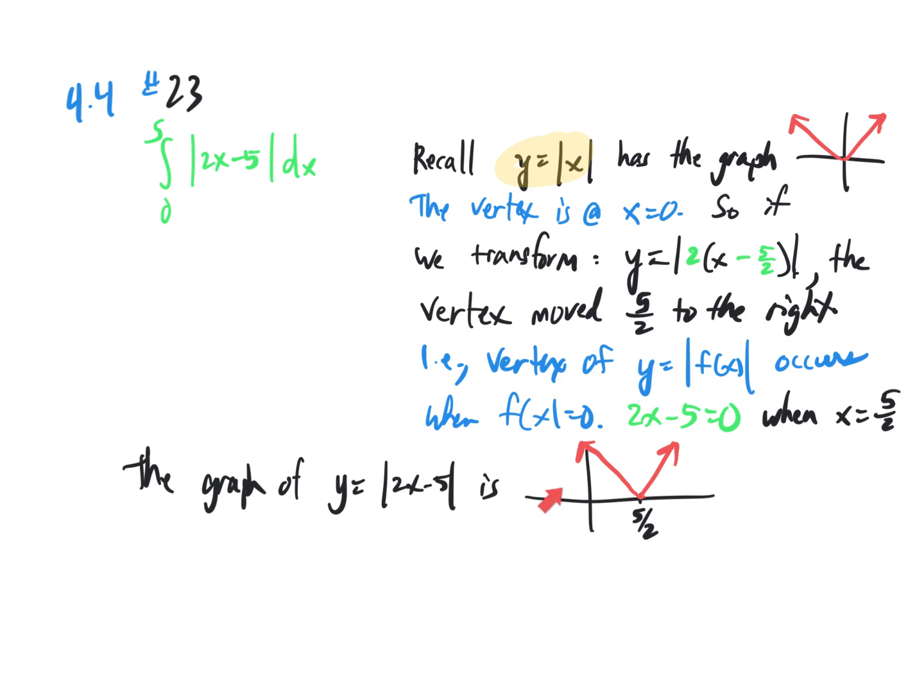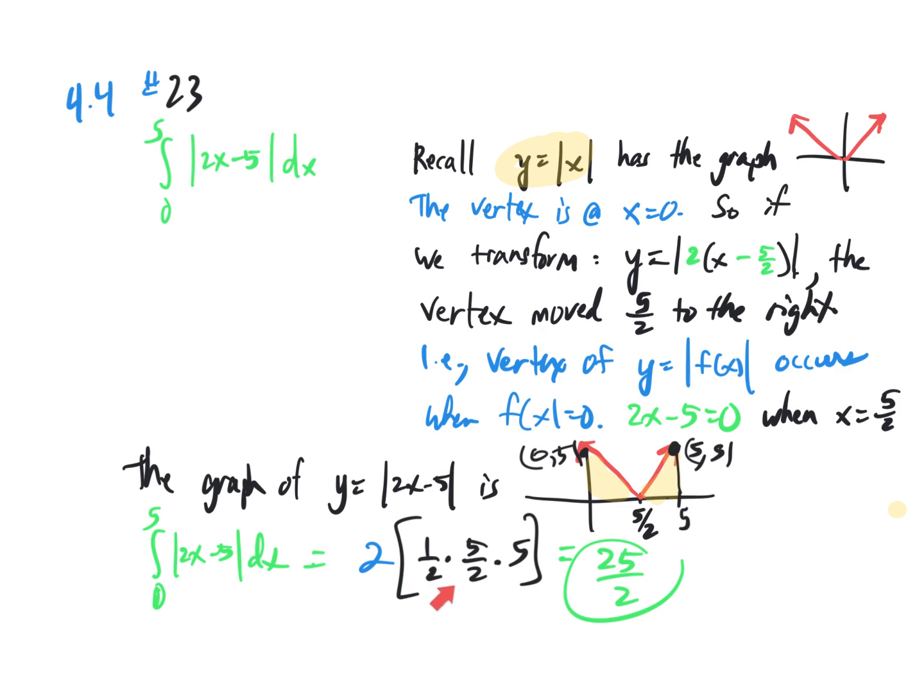In other words, you can always find where the vertex is by setting the expression inside the absolute values equal to 0. All right, so it didn't move up or down, so just 5/2 to the right. So the area between this curve and the x-axis from 0 to 5 is just the area of these two triangles. So two triangles gives us the area, and we didn't even need to do any calculus.